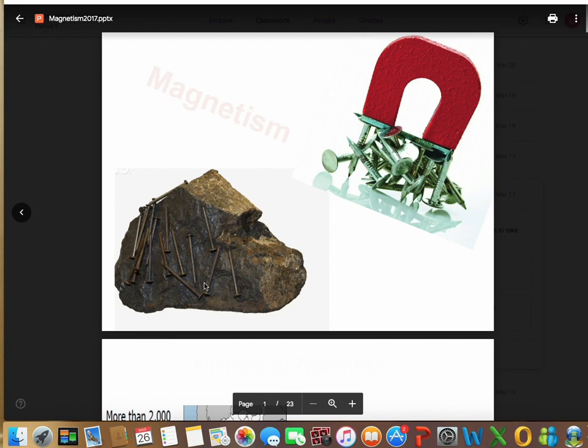So look at this rock. How is this rock magnetic? Look at this horseshoe magnet. It is attached to these pins. So let's see what's actually going on, shall we?